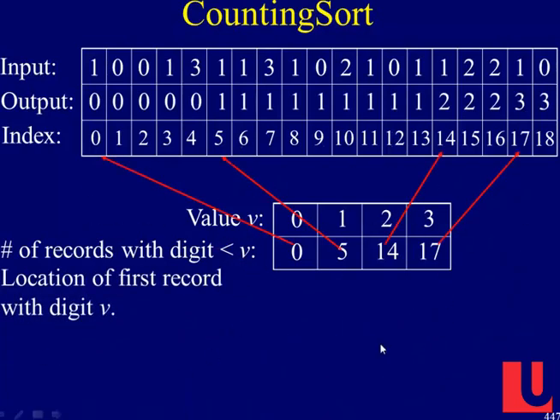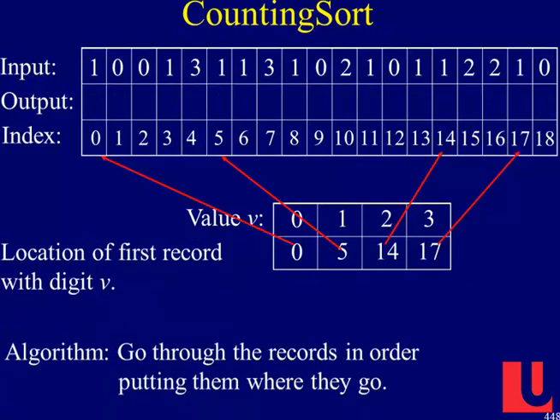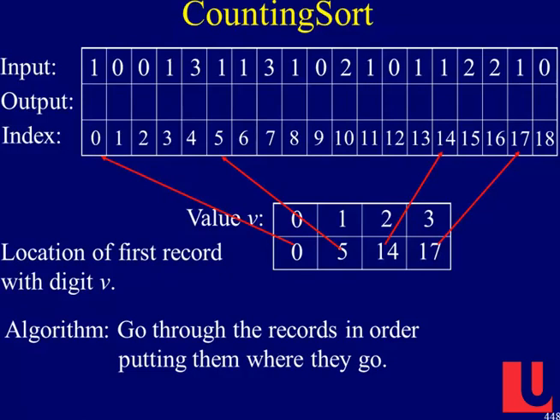So that's what I'm saying: the first 0 goes here. The first 5 is going to go there. The first 2 is going to go there. Does that make sense? Because it's the number that go before it. So that's great. What we're going to do is just go through the numbers and put them where they belong. All right?